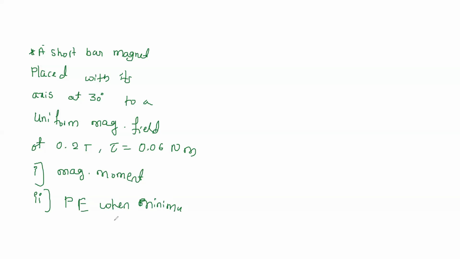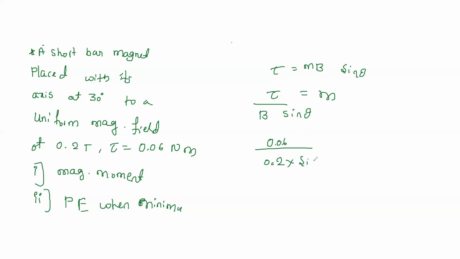So accordingly, you need to calculate that. Yes. So first we need to calculate the magnetic moment. The magnetic torque is given, the angle is given. So we have the formula, the torque is equal to mB sin theta. What we need is the magnetic moment, so m is equal to tau divided by B sin theta. The tau value is given, that is 0.06, divided by 0.2 into sin 30, which gives you the magnetic moment.